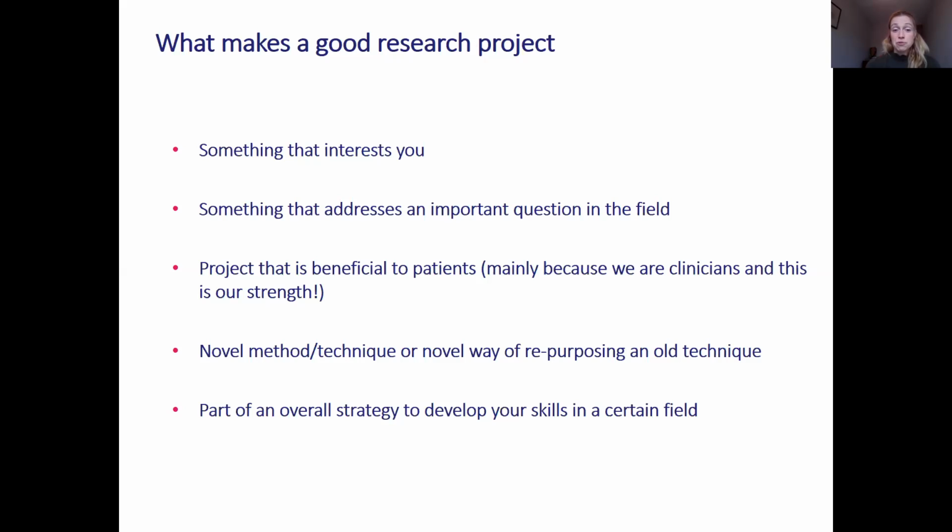A project that's beneficial to patients. Now, I've put this in really because this group of people is, I think, more clinicians, and this is actually our strength, and we should be happy about that, and something beneficial to patients is really good. Obviously, a lot of amazing things have come out of basic science, for instance, CRISPR, and the effect of that is then seen translationally down the line. But I would say thinking about what your strengths are and something that is beneficial to patients is a good area. And then things like a novel method or technique, or a novel way of repurposing an old technique.